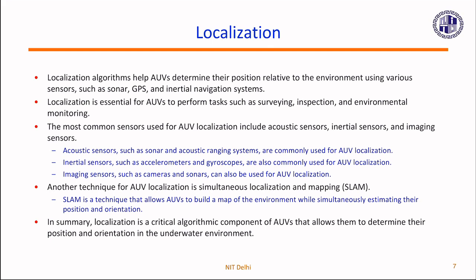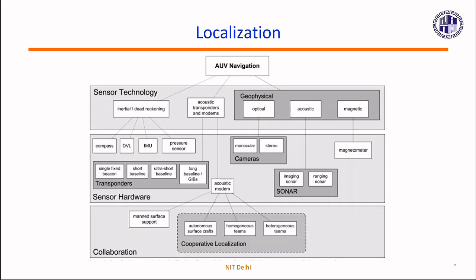Now to explain AUV navigation, it has three major divisions: sensor technology, sensor hardware, and collaboration. Sensor technology is also divided into three parts. One of the parts is geophysical, which contains optical, acoustic, and magnetic. As explained above, optical means imaging and acoustic means acoustic sensors. Another is inertial, dead reckoning, acoustic transponders, and modems. Sensor hardware contains transponders, cameras, and sonar, which take images from sensor technologies. And the last one, collaboration, which includes manned surface support, autonomous surface craft, homogeneous teams, and heterogeneous teams.